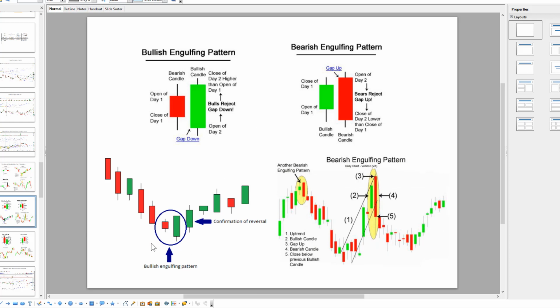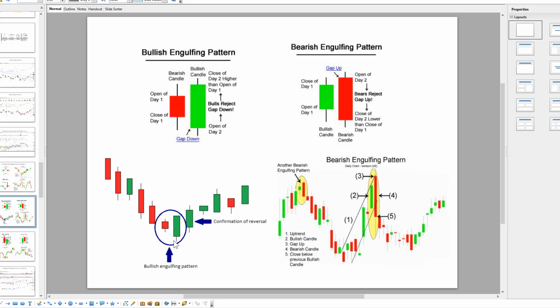Engulfing patterns, very similar. The important part is we take out the lows and we close above the previous day's highs. In this case, you have bullish engulfing. You engulf the previous body there. You see that red body? The body of the current engulfing candle has to be lower than the low of the body and higher than the high of the body of the previous day.